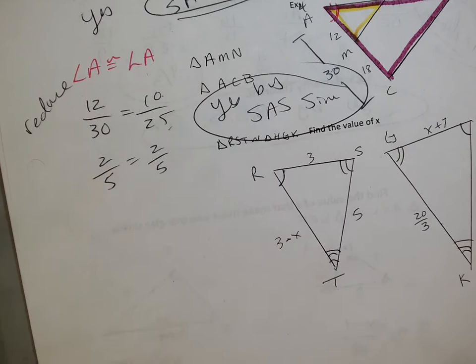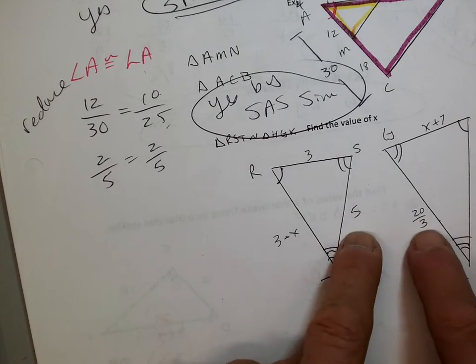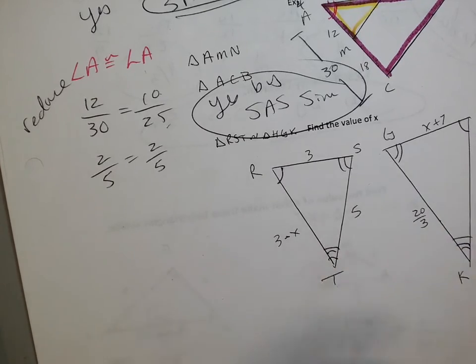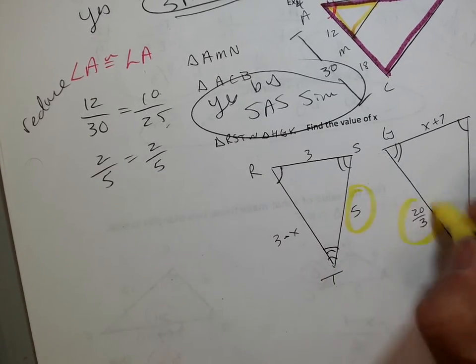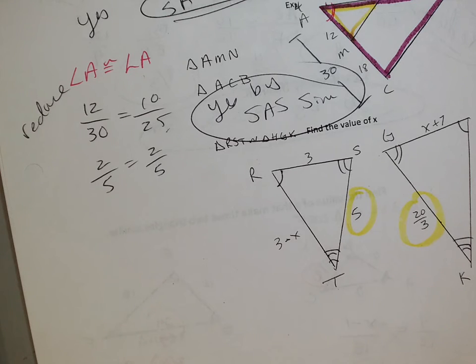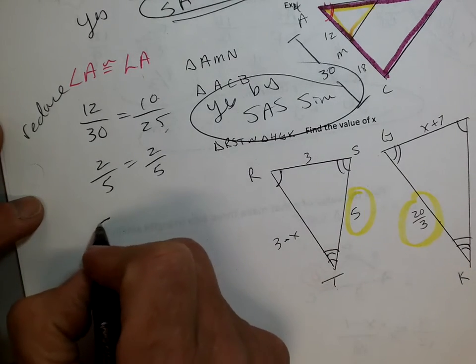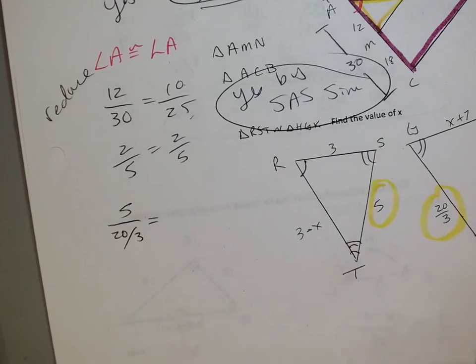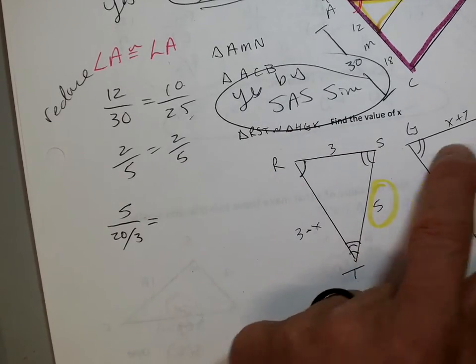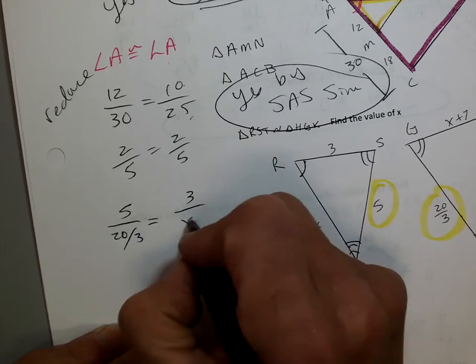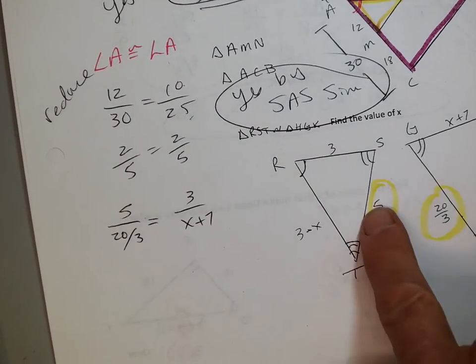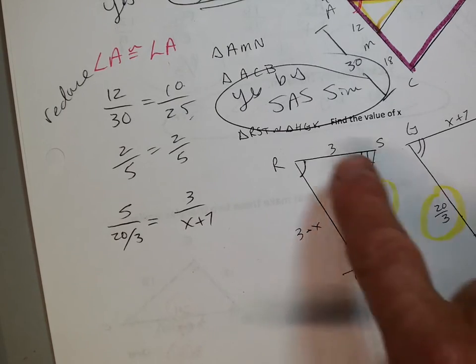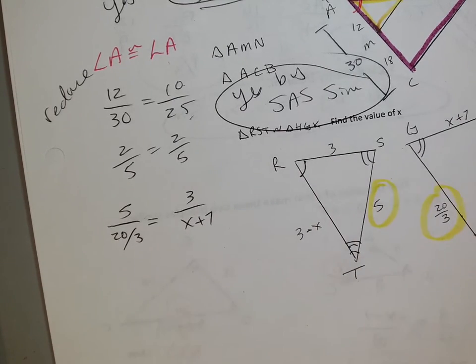By marking them, I can automatically tell which sides have to go together, right? So for sure, I'm going to say that my 5 goes to my 23rds because I need a ratio. I'm going to use these two numbers first because I need a ratio, right? So I'm going to say 5 goes to 20 over 3 as 3 goes to x plus 7. So I went smaller triangle to big triangle equals smaller triangle to big triangle. But I set the sides that go together, right?